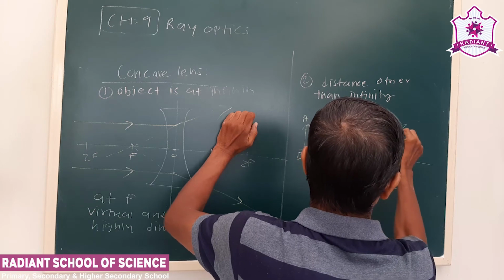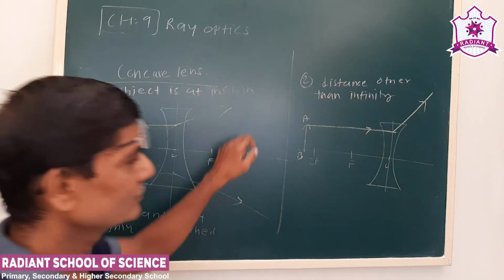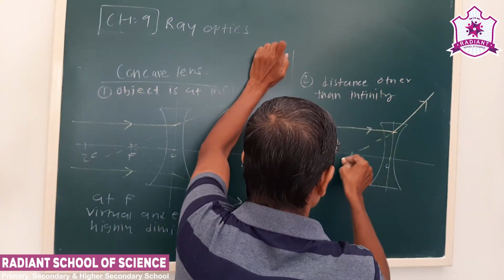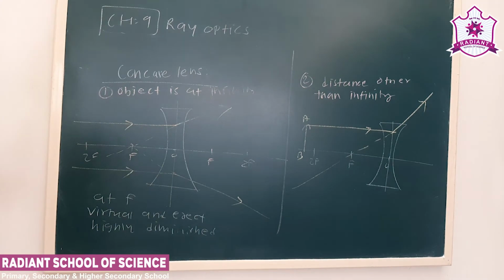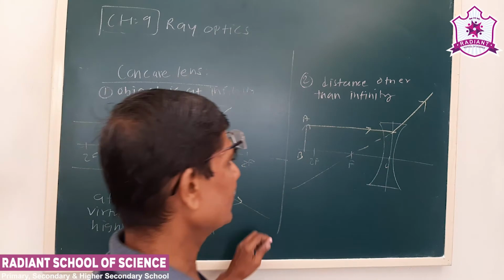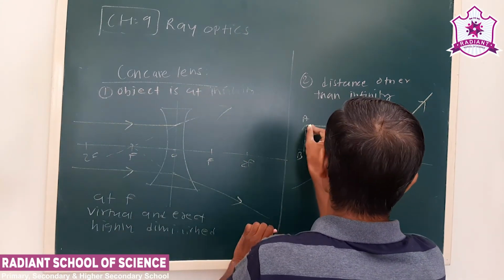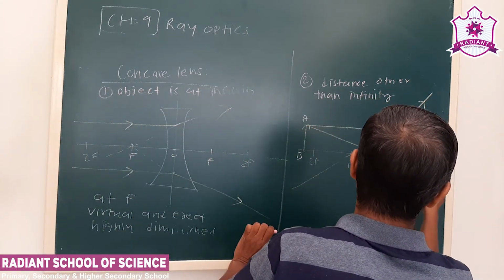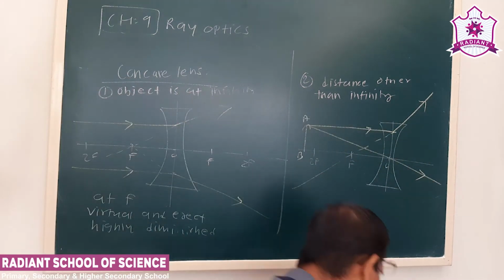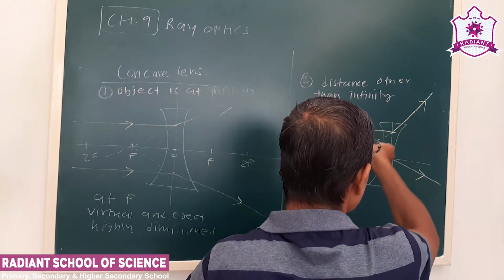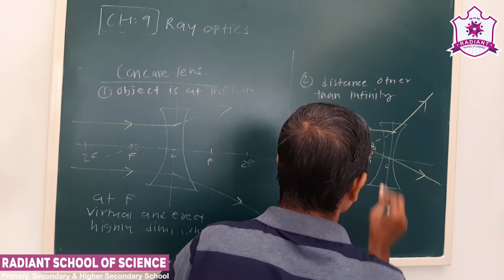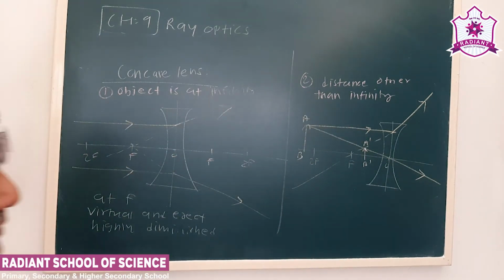First, the ray parallel to the principal axis. It is a diverging lens, so it will be diverted, but we produce it back to pass through F. And see the convention we have seen, when the incident ray passes through the optical center of the lens, it moves undeviated, the direction does not change. Now these are two rays. We produce these rays to meet here. Let us say the image formed is A dash B dash.